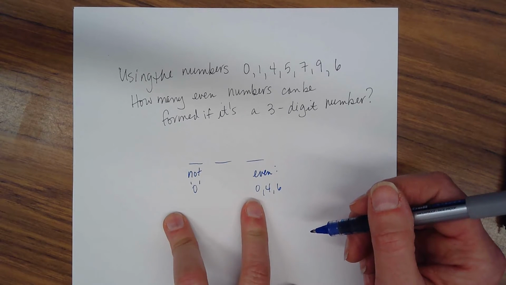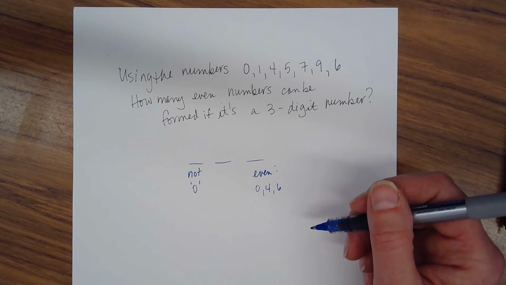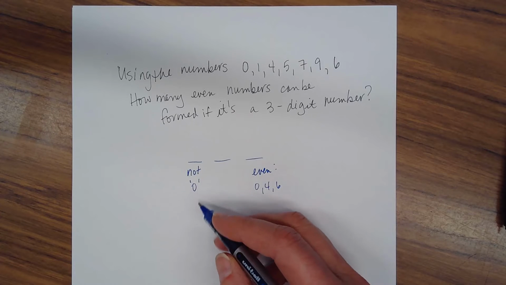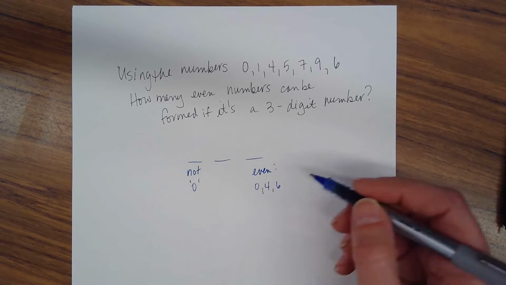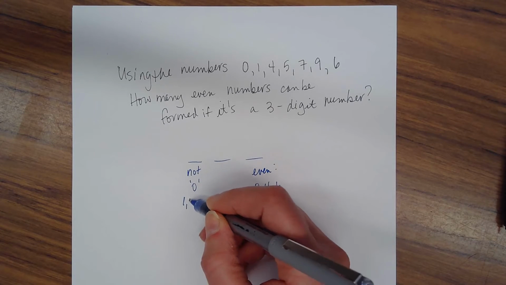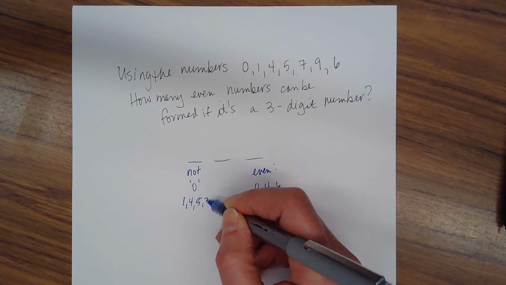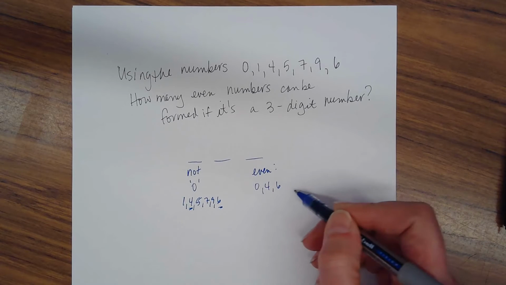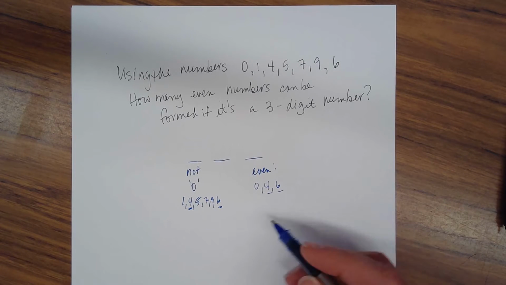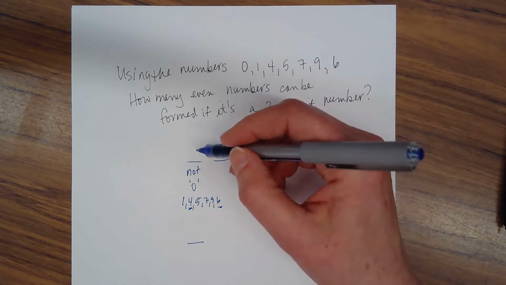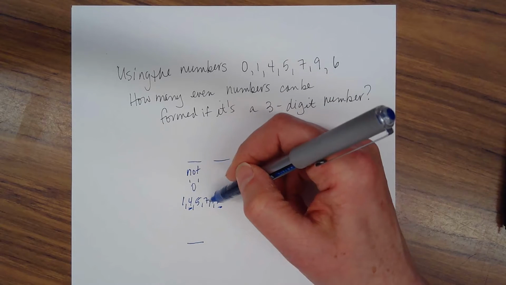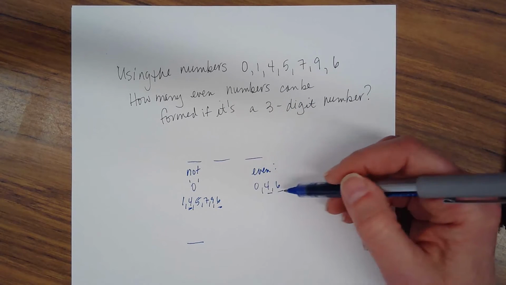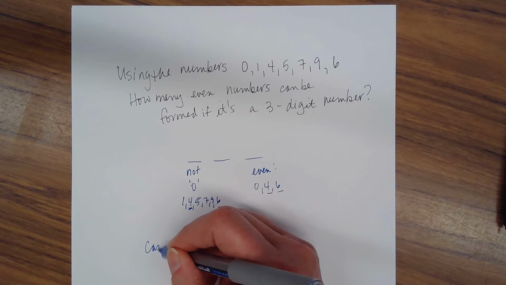Because there's a conflict. So this can't be 0, so this could be 1, 4, 5, 7, 9, or 6. But actually, 0 is a problem. 4 and 6 are problems too, right? So if I say not 0, I have 1, 2, 3, 4, 5, 6, but then my even numbers are here. So I'm going to use cases.